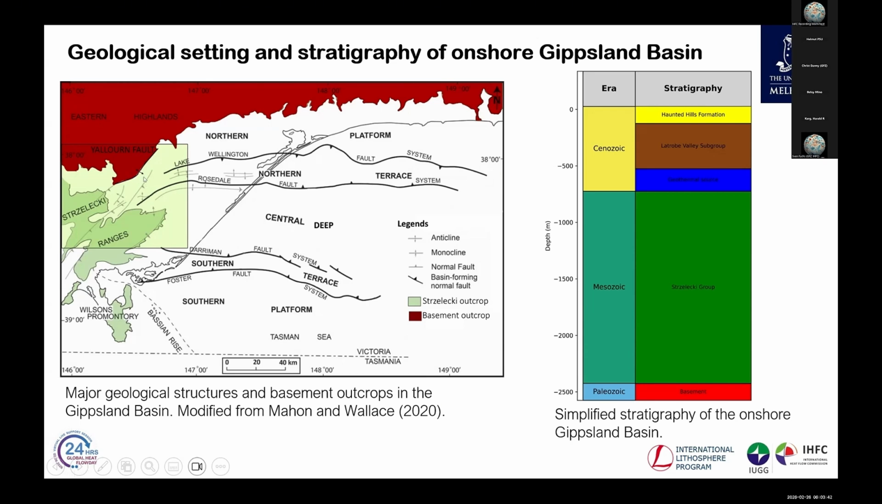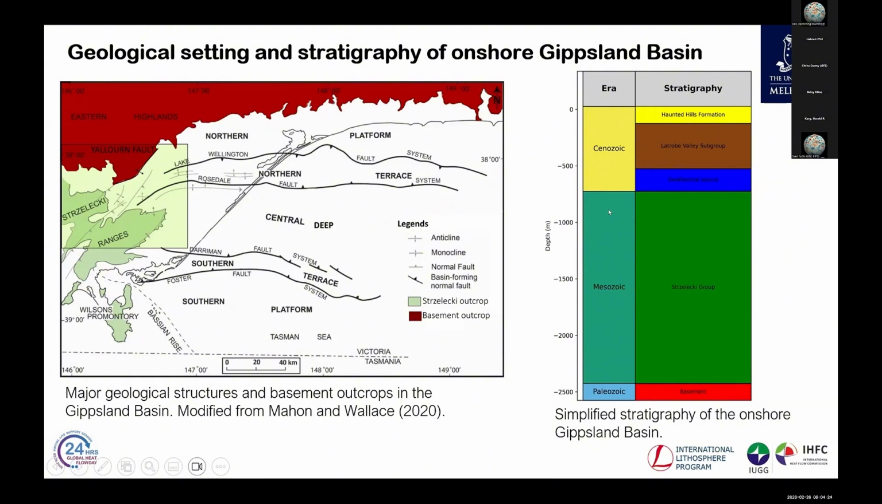The basin is also very prone to different geological structures. We have two sets of major geological structures bounding it to the north and to the south. To the north, we have two major structures, the Lake Wellington fault and the Rosedale fault, which run nearly parallel to each other. To the south, we have the Darimian fault and the Fossa fault as well. They can easily determine the thermal structure of the basin itself. We also have some anticline and monocline structures, which developed during the Oligocene compressions.